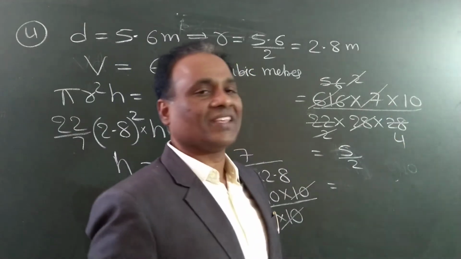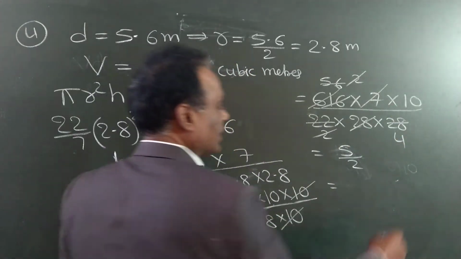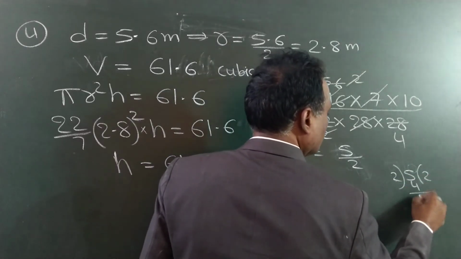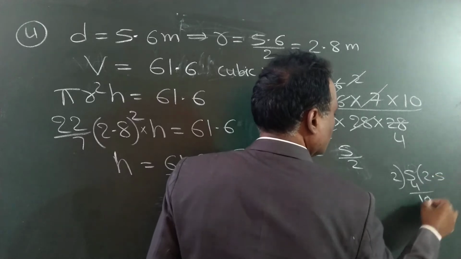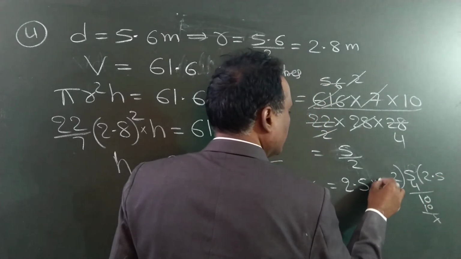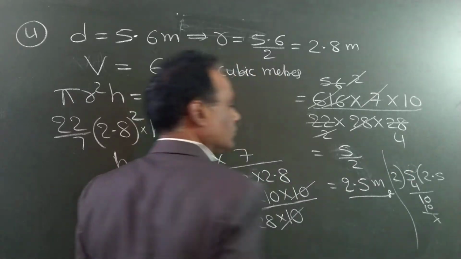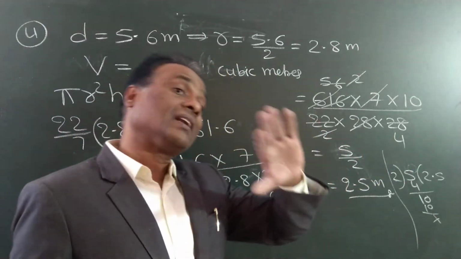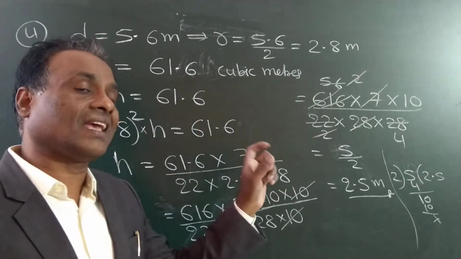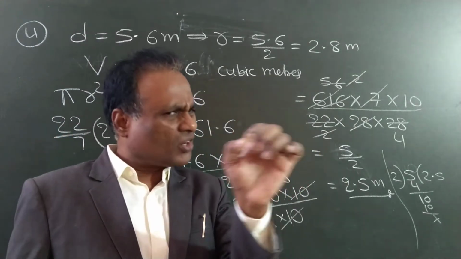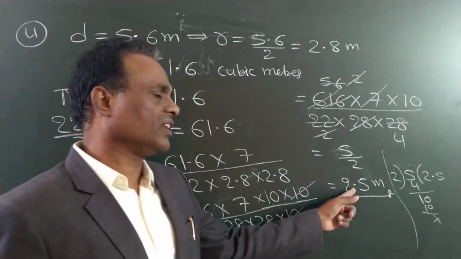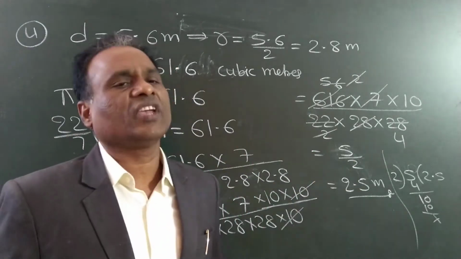So what is 5 by 2? 5 by 2 is 2.5 meters. This is the answer. But in the old book it was 616 liters. In that case we got 0.025, some decimal change. But in the textbook this answer is given. So therefore, change the question.